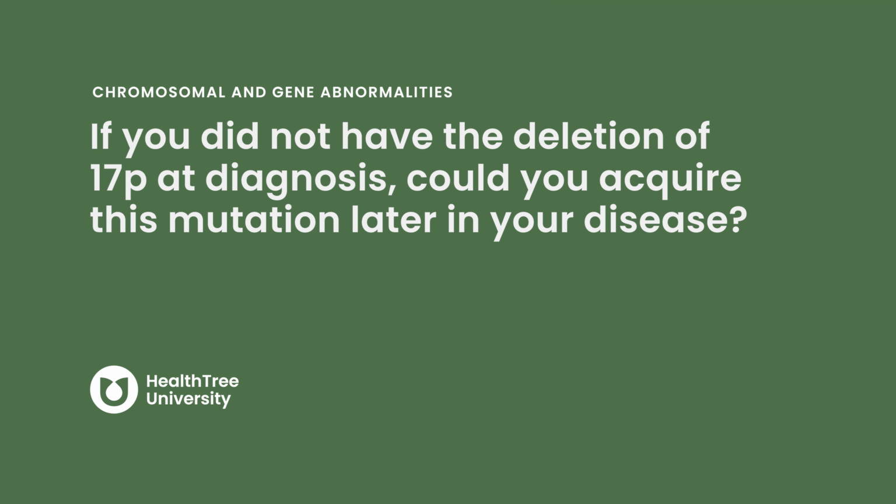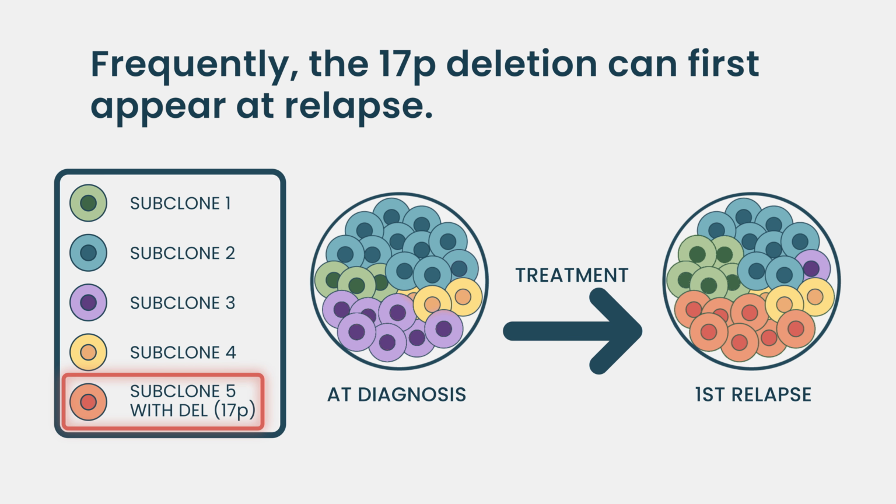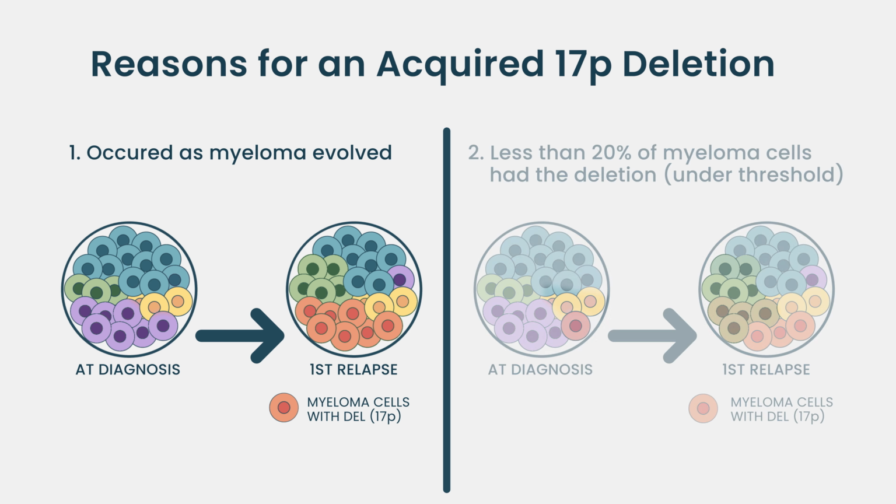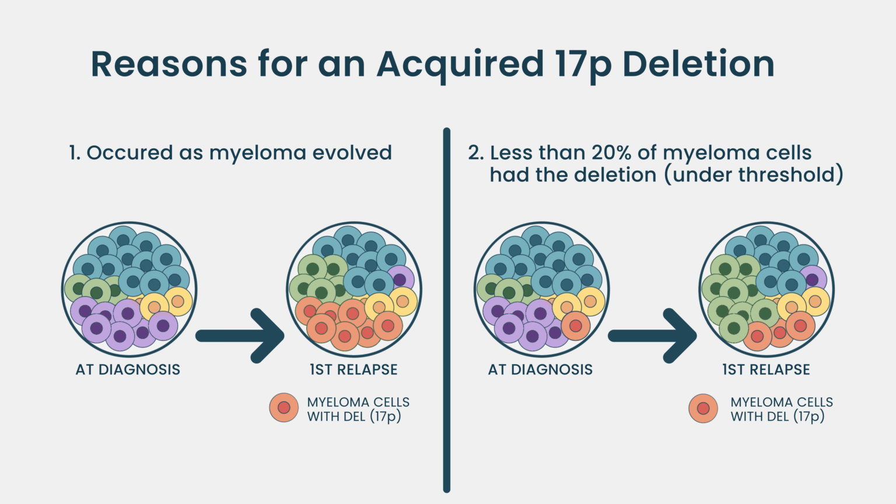If you did not have the deletion of 17p at diagnosis, could you acquire this mutation later in your disease? That's actually something that's pretty commonly seen. Sometimes we see 17p deletion at the initial diagnosis, but more frequently we'll see it later on, like when there's a relapse of myeloma and we're repeating a bone marrow biopsy. We'll see what we call an acquired 17p deletion. Now, it's hard to know if it's something that occurred just as the myeloma has evolved, or if it was there before at a super low level that has now grown over time. But it is something that's commonly seen, particularly as myeloma relapses, and particularly with later relapses.